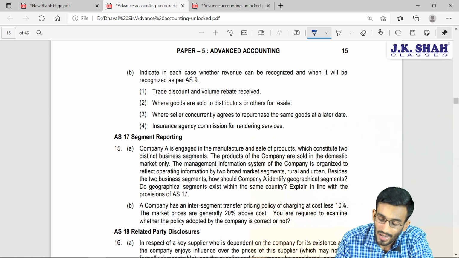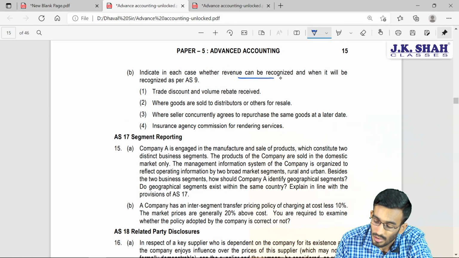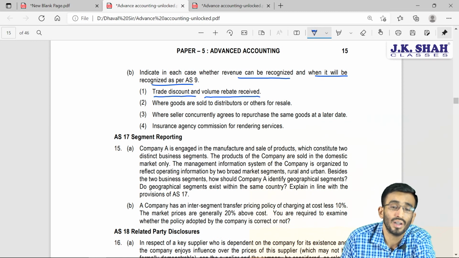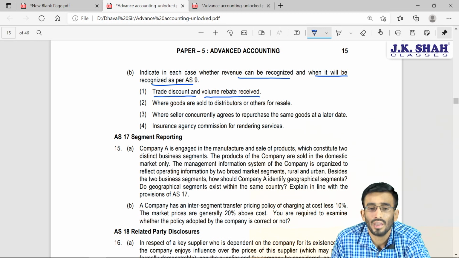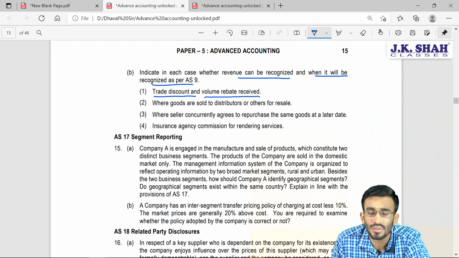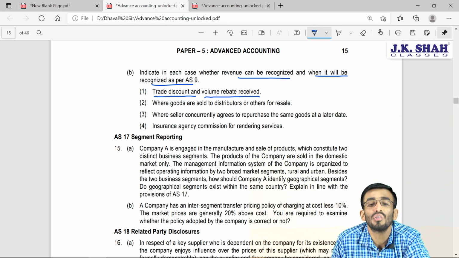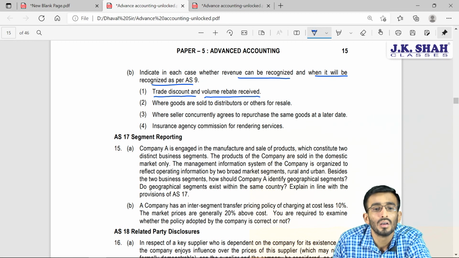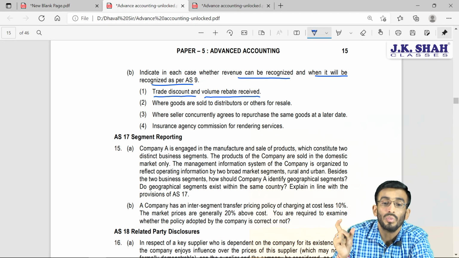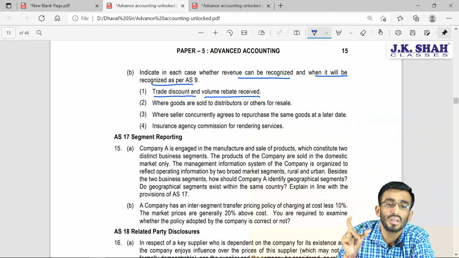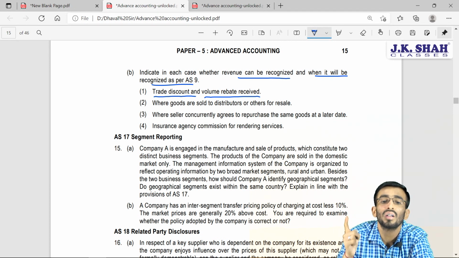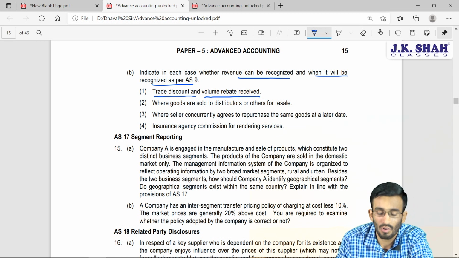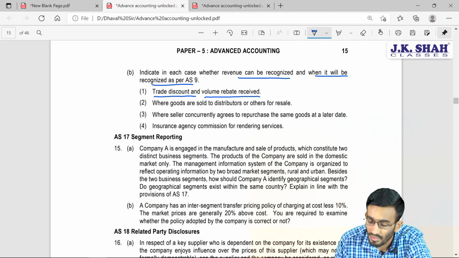Next, indicate in each case whether revenue can be recognized and when it will be recognized. First is trade discount and volume rebate received. Definitely this is not coming in the purview, or I can say it is covered in the definition of revenue, as you all are aware that revenue means gross inflow of cash or the receivables. So here trade discount and volume rebate received should be deducted directly from the amount of revenue. There, in the definition, the word given is gross revenue. What do you mean by gross revenue? That is nothing but before deducting cash discount. So here the trade discount and volume rebate we should directly deduct from the amount of revenue.